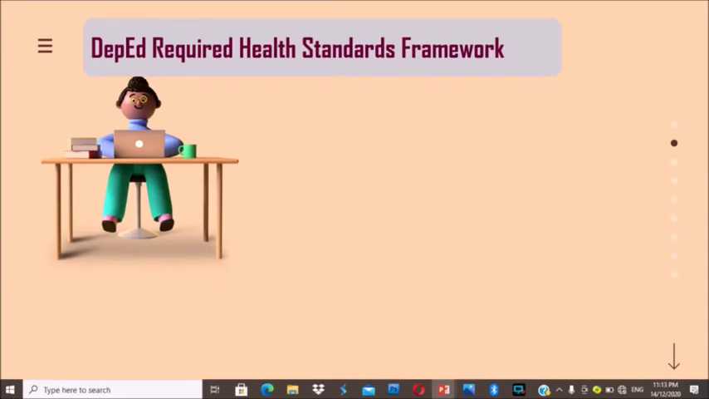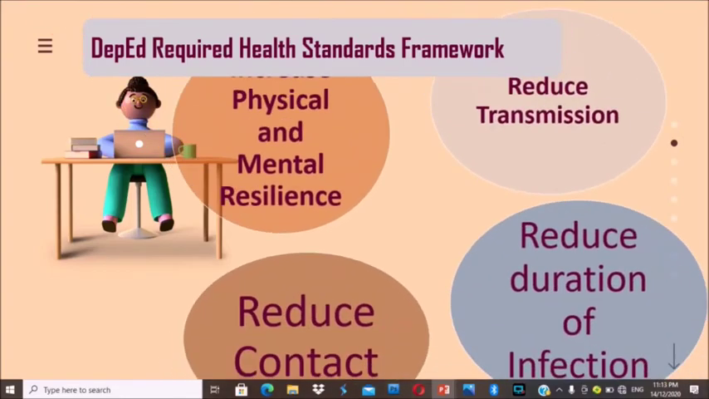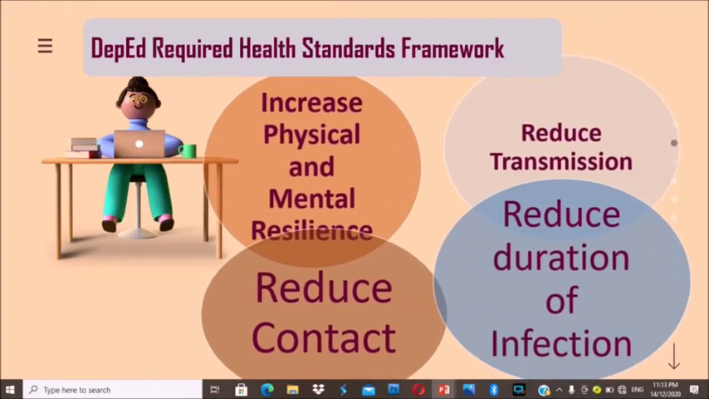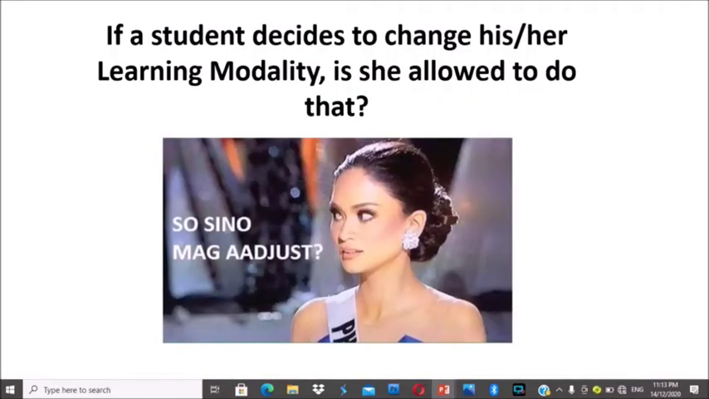Now, what are the DepEd's required health standards framework? Actually, there are four. They are increase physical and mental resilience, reduce contact, reduce transmission, and reduce duration of infection.